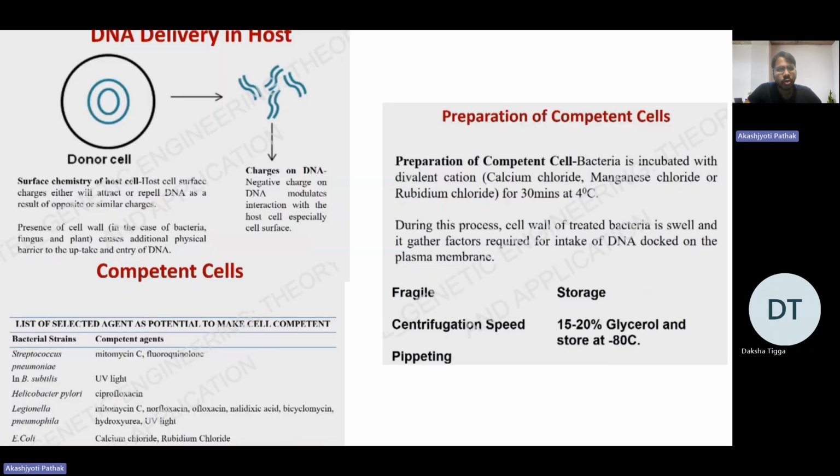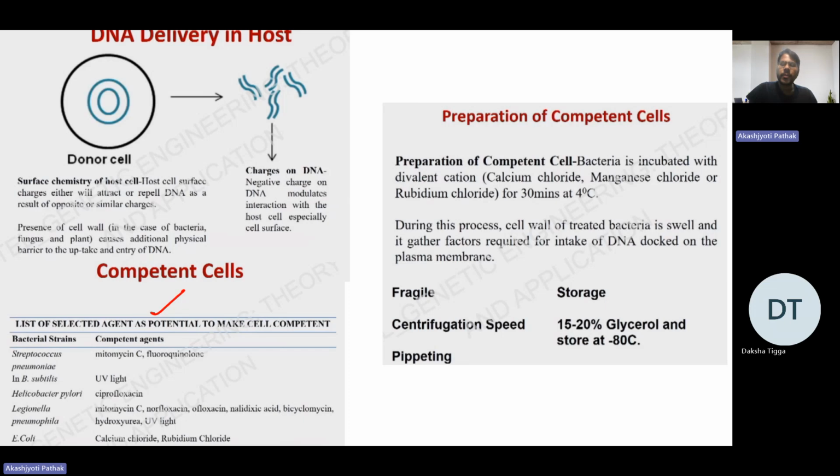So how do you prepare a competent cell? You have to prepare a competent cell so that you can insert the cloned plasmid in the host cell. There are different methods, so you remember this list as well. A few questions were asked in the assignment. For Streptococcus pneumoniae, so for bacteria, you treat it with calcium chloride or rubidium chloride or any divalent cation salt. But for different organisms, you require different agents. For Bacillus subtilis, you need to treat it with UV light. For Helicobacter pylori, you need to treat it with ciprofloxacin.